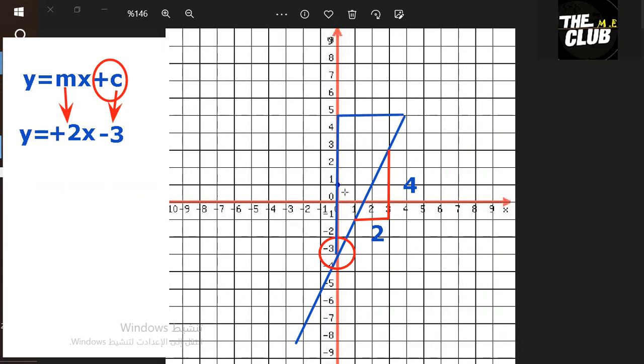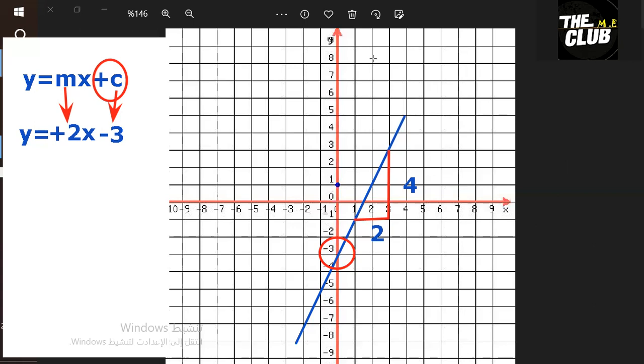So what's the rise? 1, 2, 3, 4, 5, 6, 7, 8. What's the run? 1, 2, 3, 4. 8 divided by 4 is what? It's 2. It's always the same. The gradient is always the same.